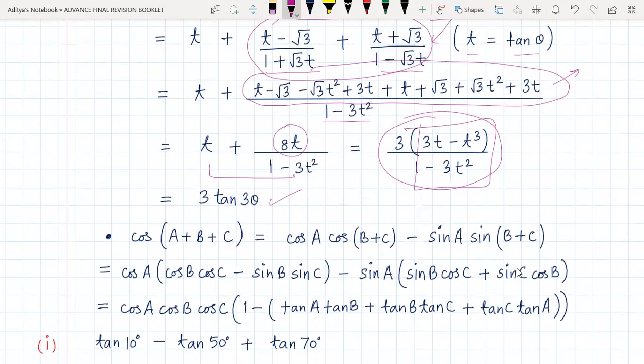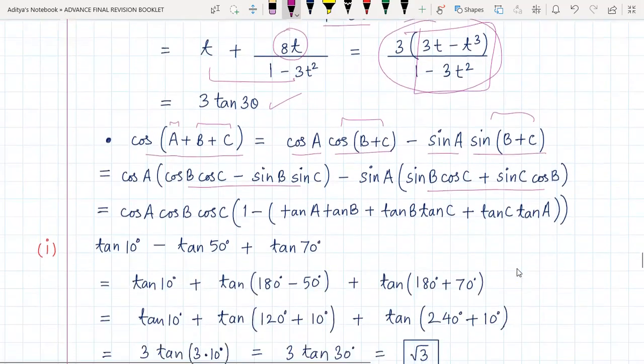Another result is that cos of a plus b plus c can obviously be written as, now I can take this as one of the angles and this as another angle. So this becomes cos a into cos of b plus c minus sin a into sin of b plus c. Now what I have done is cos of b plus c, once again I have expanded, and sin of b plus c I have expanded here.